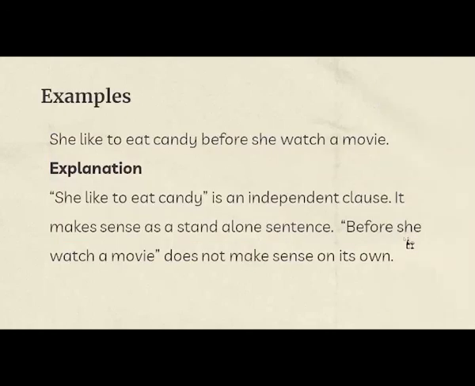Example: She liked to eat candy before she watched a movie. Here's the explanation. "She liked to eat candy" is an independent clause. It makes sense as a stand-alone sentence. "Before she watched a movie" doesn't make sense on its own.